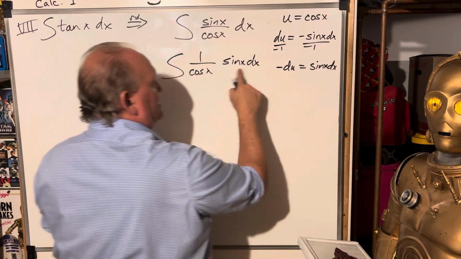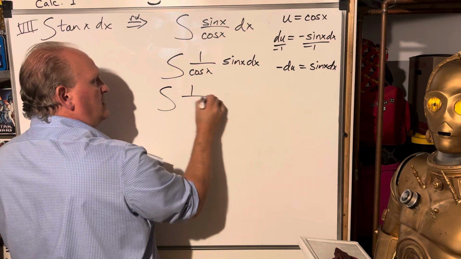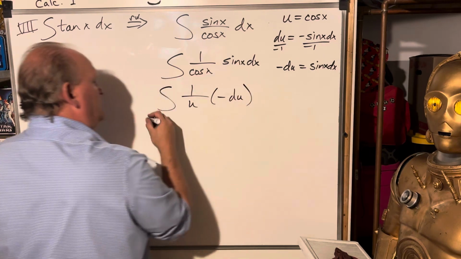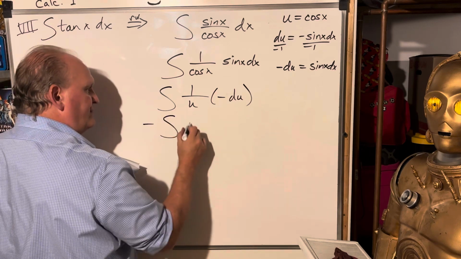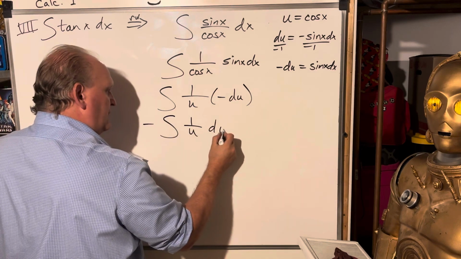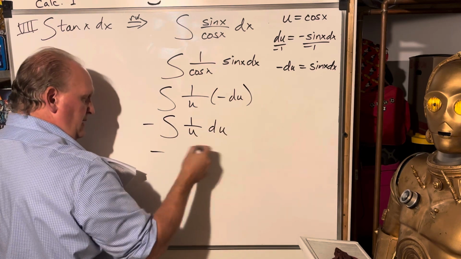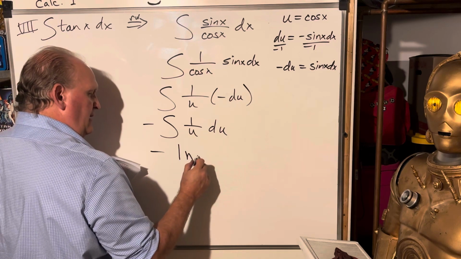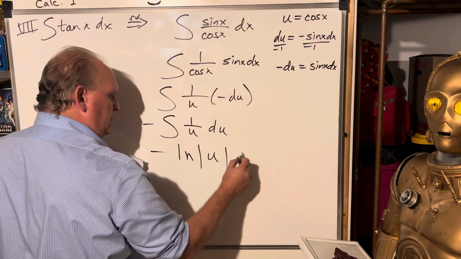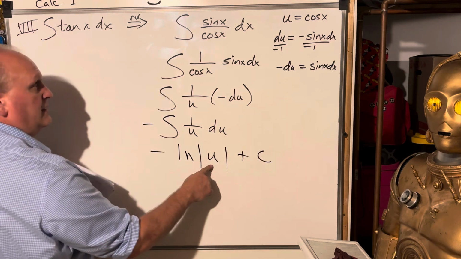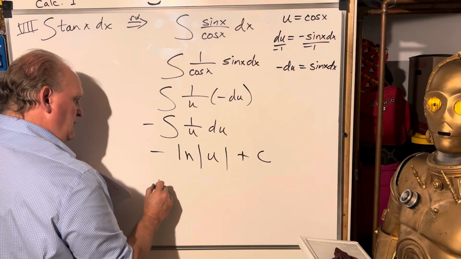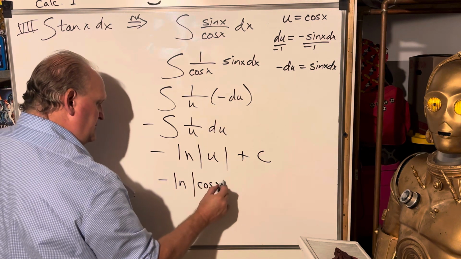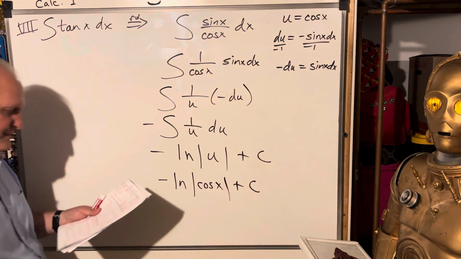And now we can sub that in. So it's 1 over u negative du, and then pull that negative out front. And then integrate it. So we get negative ln absolute value of u plus c. And then replace that with cosine. So negative natural log of cosine of x plus c.